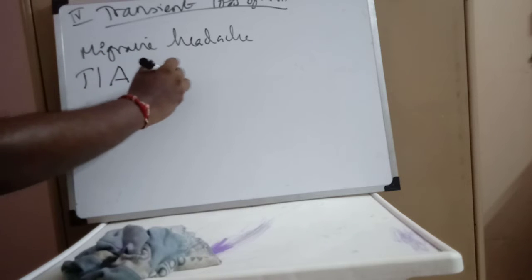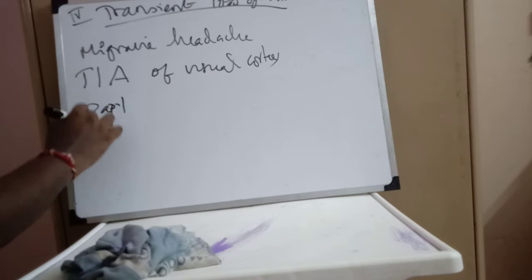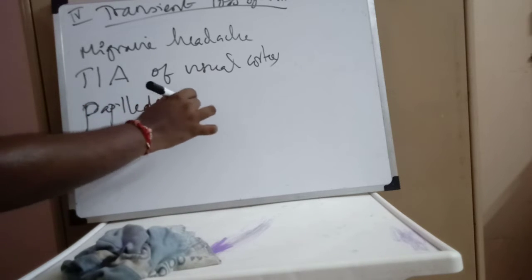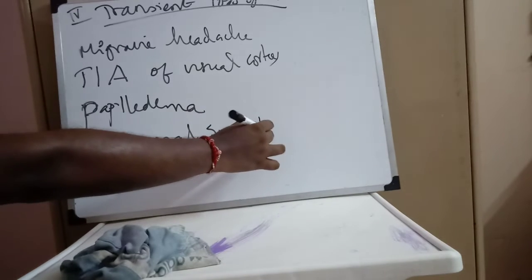You are going to have migraine headache, transient ischemic attacks of the visual cortex. You must have read this also in CNS of medicine. Transient ischemic attacks of the visual cortex. Papilledema. They can be a prodromal symptom for the vascular occlusion conditions that we saw earlier.